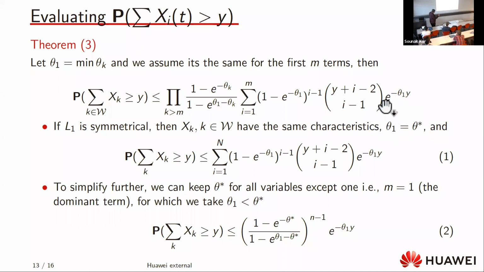When y increases, this will reduce it. So this goes up and this goes down, and this goes down faster than this, so then it will converge.